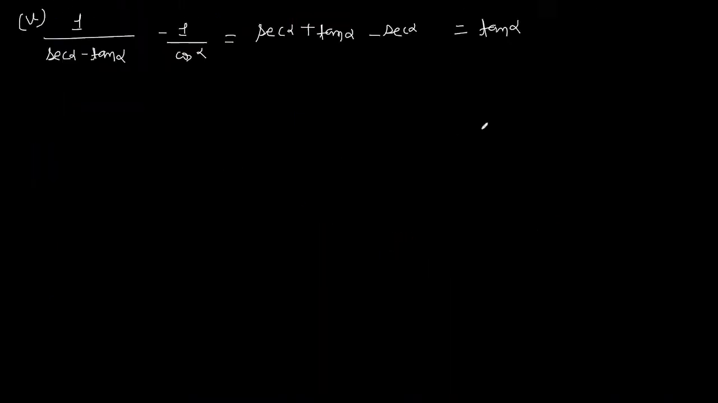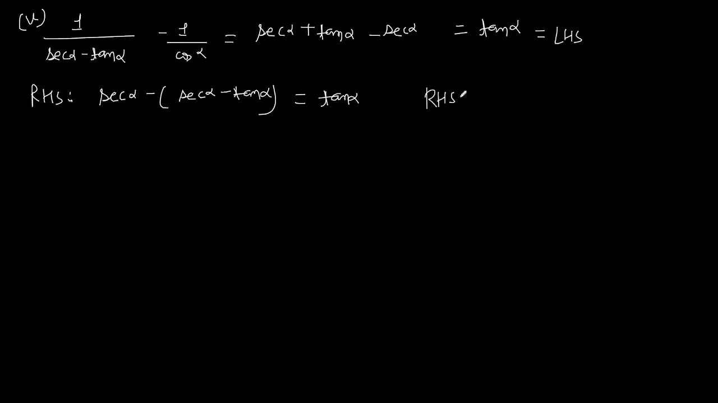So this is LHS. If you go with RHS, it is sec alpha minus sec alpha minus tan alpha. So you will find that it is tan alpha. So RHS is equal to LHS.